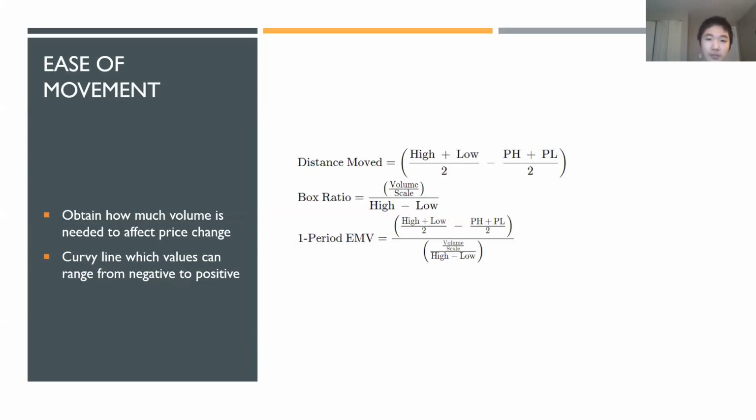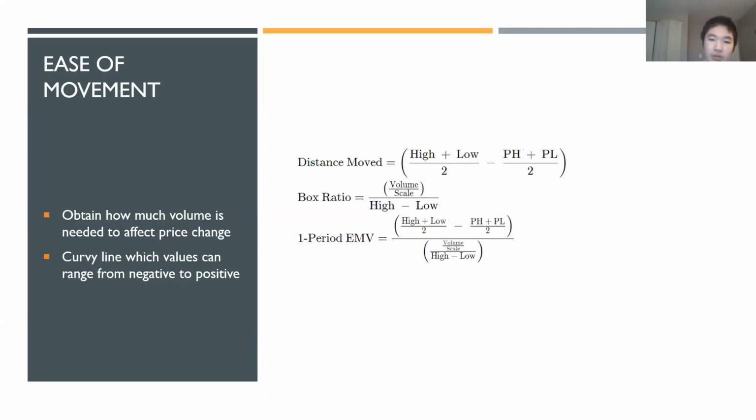And vice versa, the denominator would be bigger if the volume is larger than high minus low. Not to mention, if you look at the formula, you see there's a scale. Scale typically ranges from 1,000 to 1 billion, but usually traders use 1 million as the value, and it's actually dependent on the volume. The larger the volume, the larger the scale.